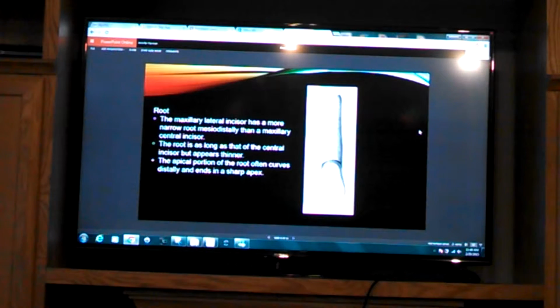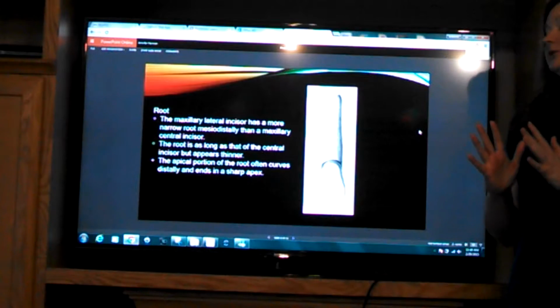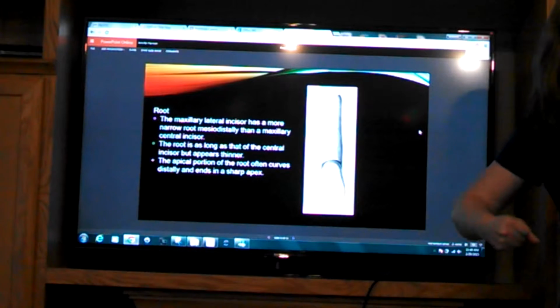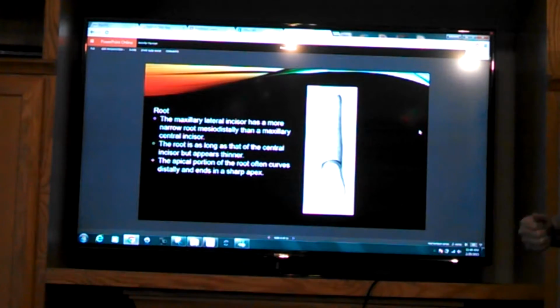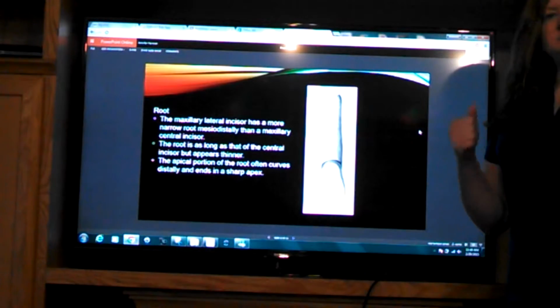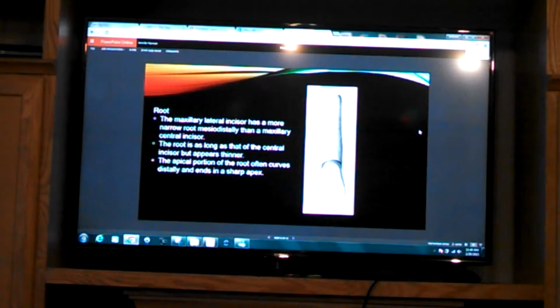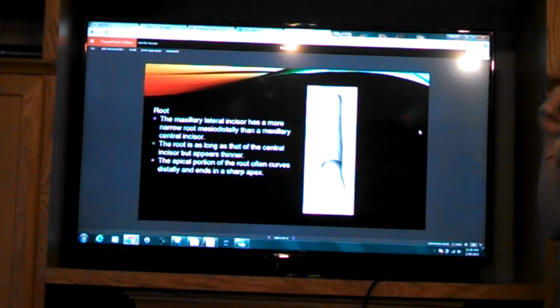The root on a maxillary lateral incisor is more narrow than the maxillary central incisor. So if you think about our maxillary central incisors, they're kind of like a bodybuilder, right? They're wider and stronger and have a bigger stance. Versus our maxillary lateral incisor, you might think of those as maybe a marathon runner. So they're going to be slender and just really thin, but they're still in shape, right? The root is as long as the central incisor but appears thinner. And the apical portion of the root often curves distally and ends in a sharp apex.